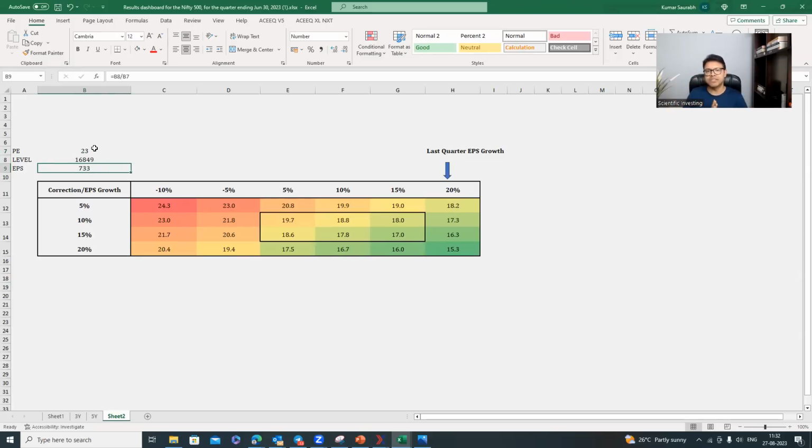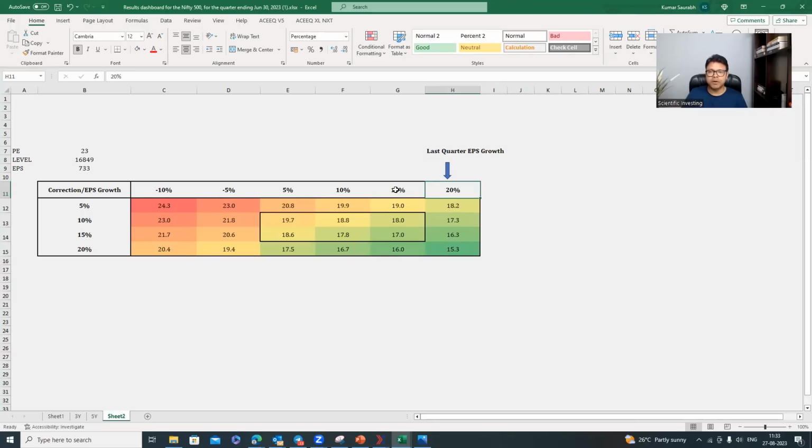Now there are two dimensions on which the market is moving. Time is a third dimension. It moves, that is where your CAGR and all comes. Let us forget about time. Let us focus on two things. Market price wise kitna correct ho sakta hai aur EPS kitne se grow ho sakta hai. Theek hai? If you see these scenarios of -10%, -5%, 5%, 10%, 15%, 20%.